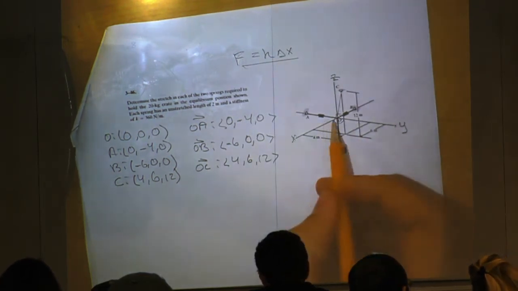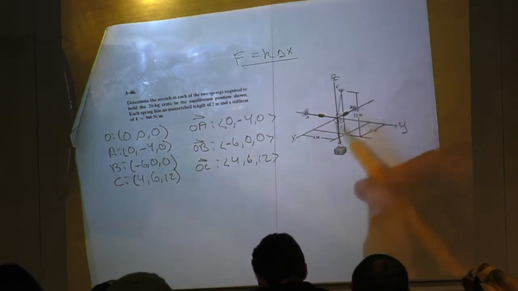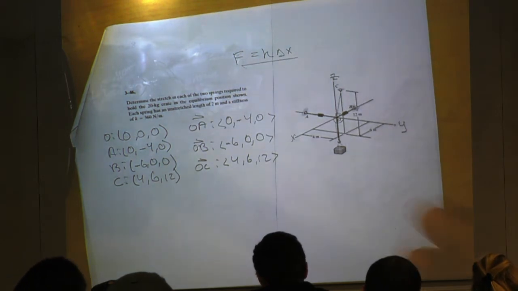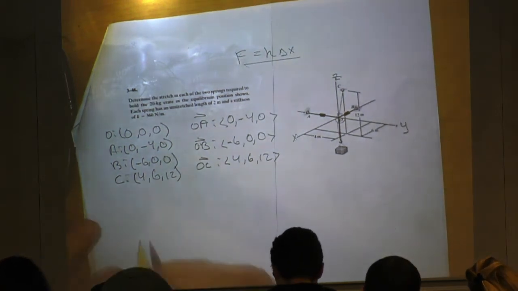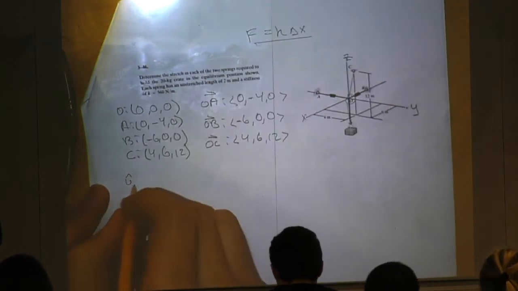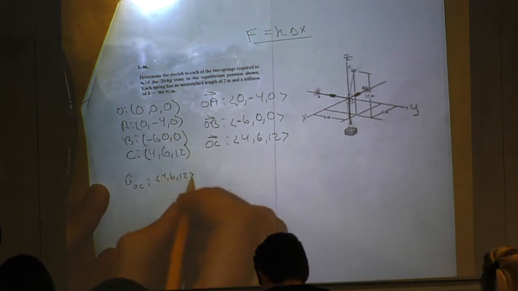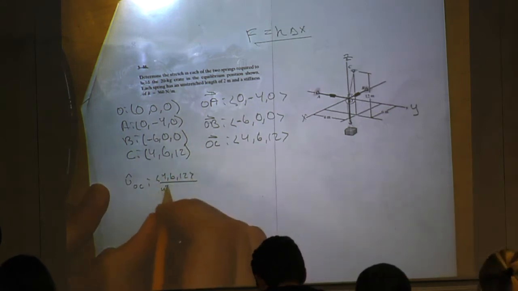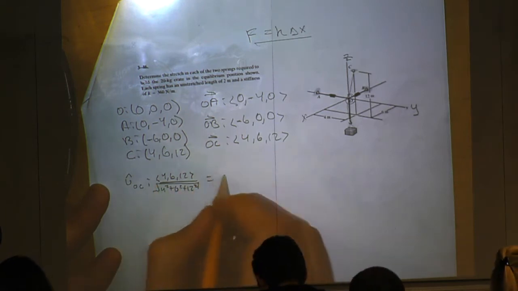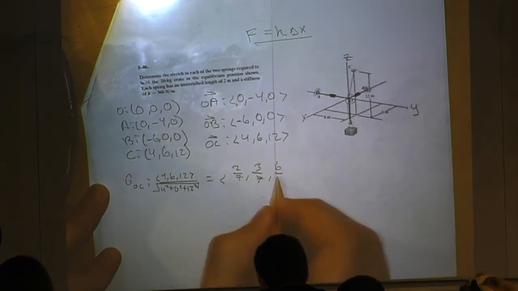In this case, we can see that A is lying only along the y-axis, and B is lying only along the x-axis, while C has all three components. So we're starting to get an idea about which equations we're going to use. If we take the unit vector of O to C, it would look like 4, 6, 12 over the magnitude of 4 squared plus 6 squared plus 12 squared. I've already done this math, so I'll just write it out: 2 over 7, 3 over 7, 6 over 7.